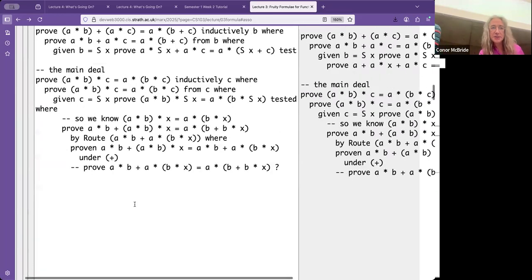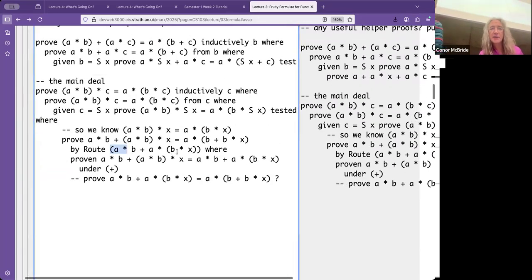So here we say "by root" with this thing here. So you can see what's happened. All I've done is rewritten one sub-expression by the induction hypothesis. I've just moved the brackets so that A times is slightly further up. Okay.